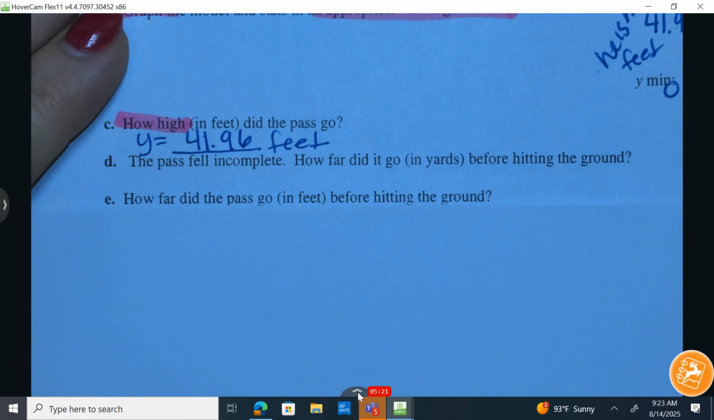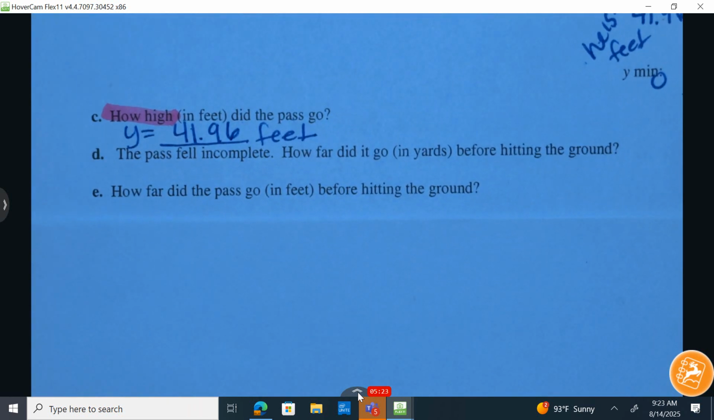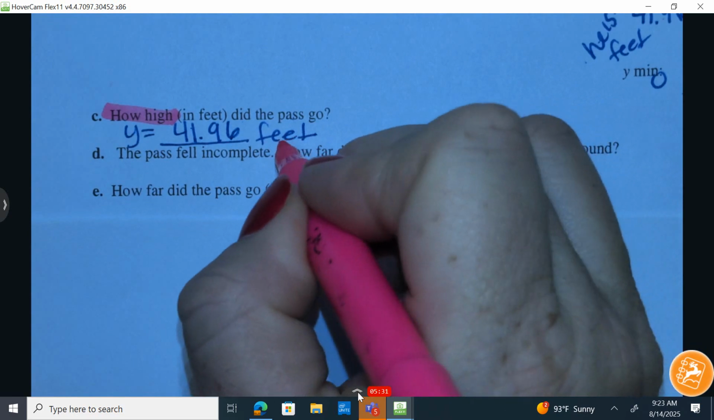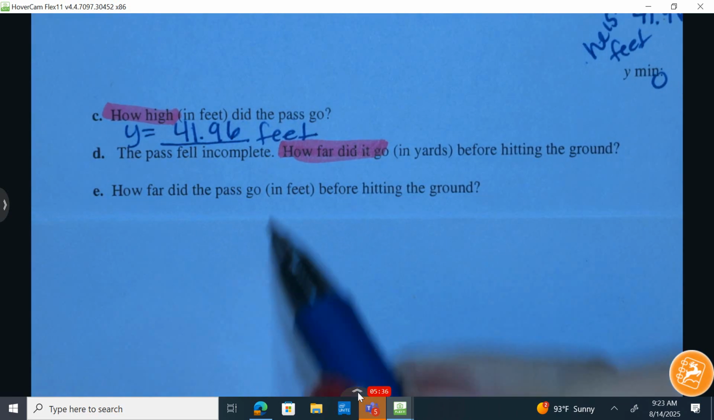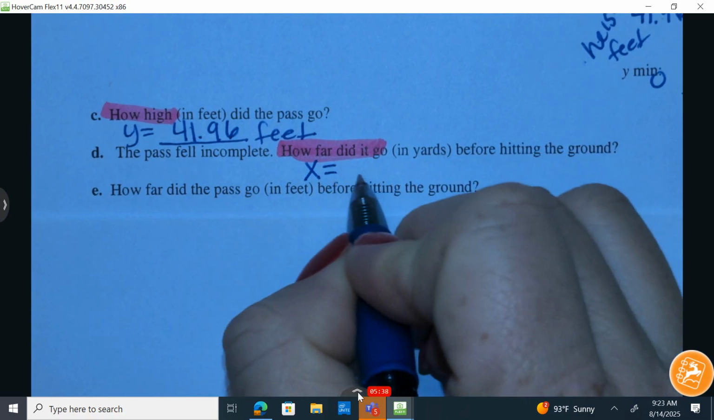Let's look at part D and part E, which had me rereading it last hour several times. Let's start with part D. The pass fell incomplete. That means nobody caught it. Please underline how far. How far is a distance? I want to know what is the x value.